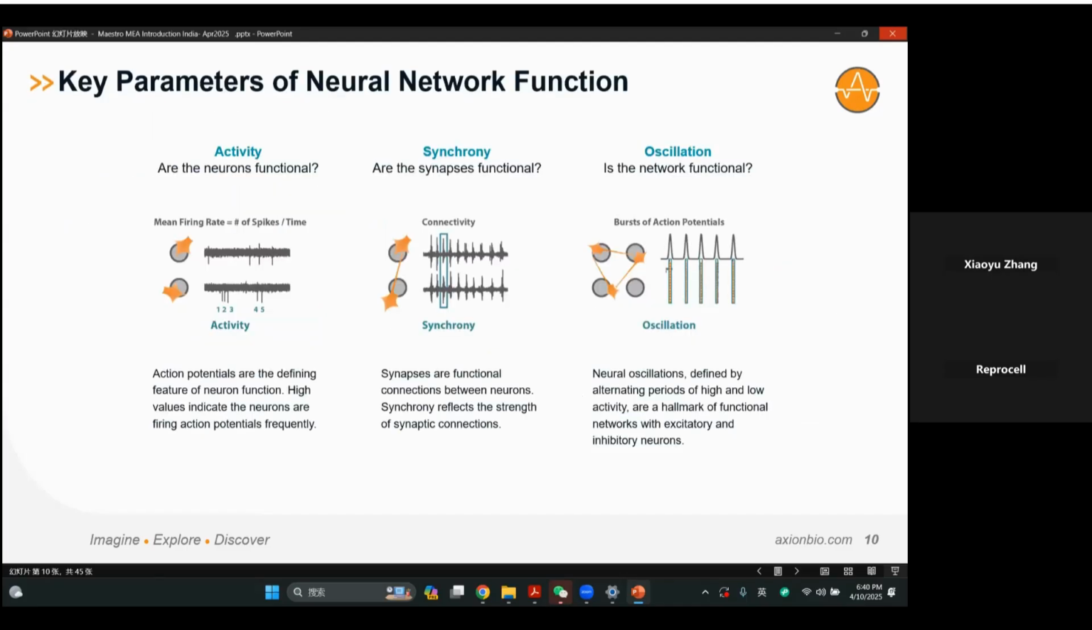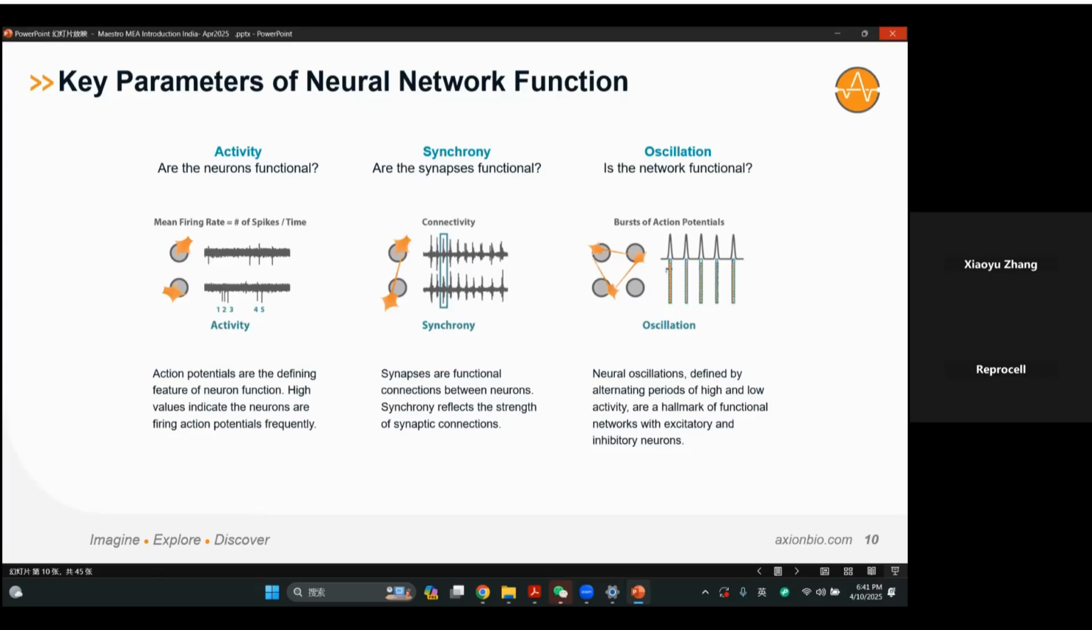And with the dozens of endpoints that you get from the MEA assays, we could divide those endpoints into three parts. Part one answers the question: are the neurons functional? Neuron function is characterized by action potentials. High activity values or high firing rate indicate that the neurons are firing action potentials frequently.